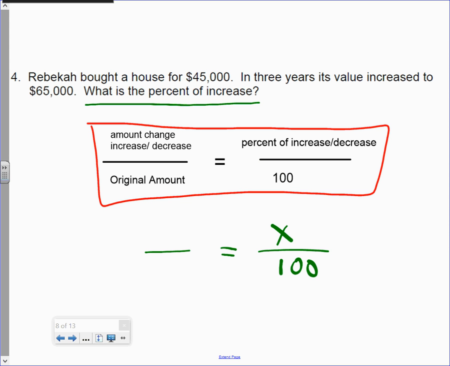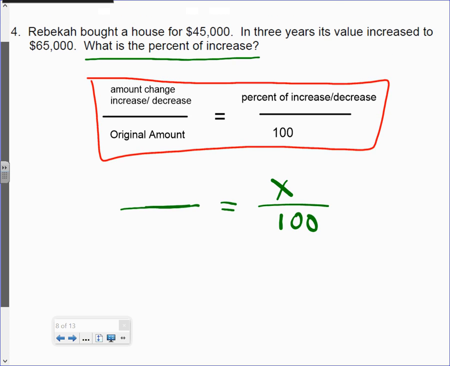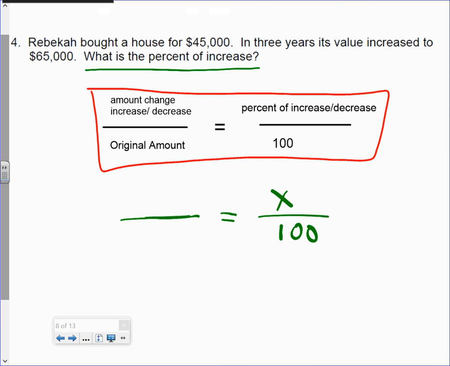The original amount. What's the original amount of the home? That's the OG price, 45. The original is always the lower left. And then the amount of increase or decrease. 20,000. Just take the bigger from the smaller. 65 minus 45 is 20,000. That's the amount of increase or decrease, in this case, increase. We're ready to rock and roll.